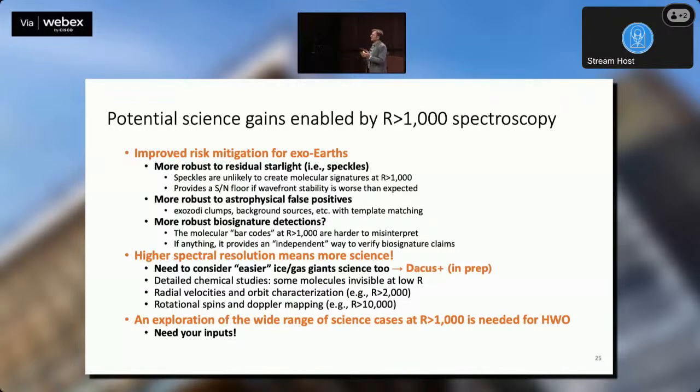I think there's going to be a lot of advantages to going to high spectral resolution. It tends to be more robust to false positives, I think, especially speckles with the correlated noise. From template matching, a galaxy is not going to look like a planet at high spectral resolution, so it allows a certain level of vetting. There's also a chance we could get more robust biosignatures, because at a resolution of like 10,000, it's really hard to create that very specific signature of oxygen.